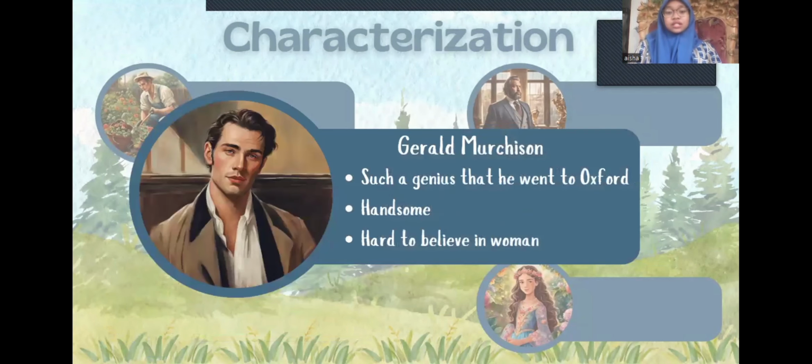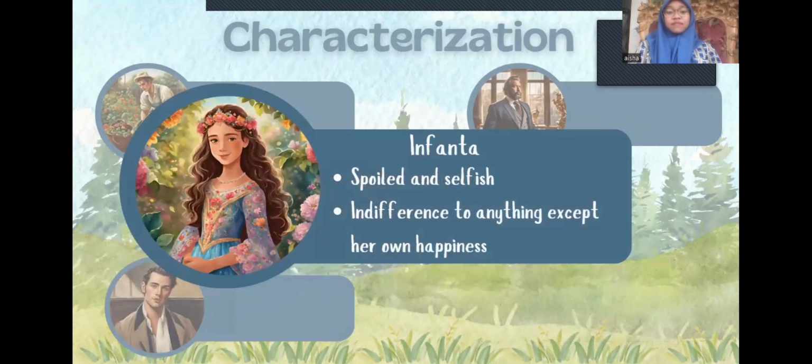We have Gerald Murchison. He's such a genius that he went to Oxford. He's handsome and he's hard to believe in women. Last but not least, we have the Infanta. The Infanta is spoiled and selfish. She is indifferent to anything except for her own happiness.